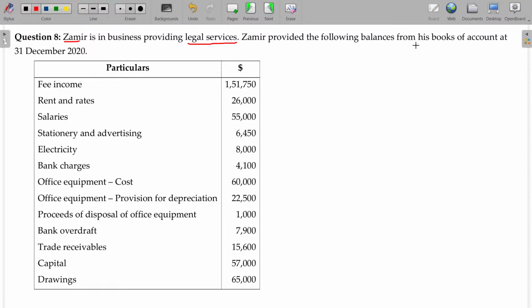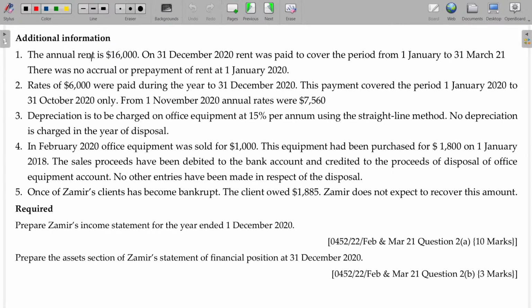Zamir provided the following balances from his books of account at 31st December 2020. Additional information, requirement being prepare Zamir's income statement, prepare asset section of Zamir. You have to prepare only the asset section. Though they have asked only the asset section, I may prepare completely for your better understanding. Is that okay? Let's try to solve this illustration.